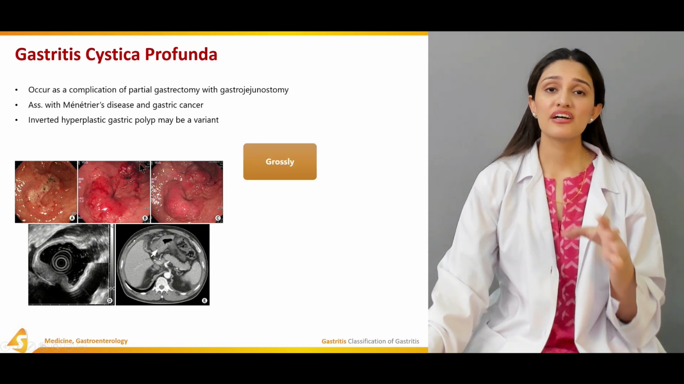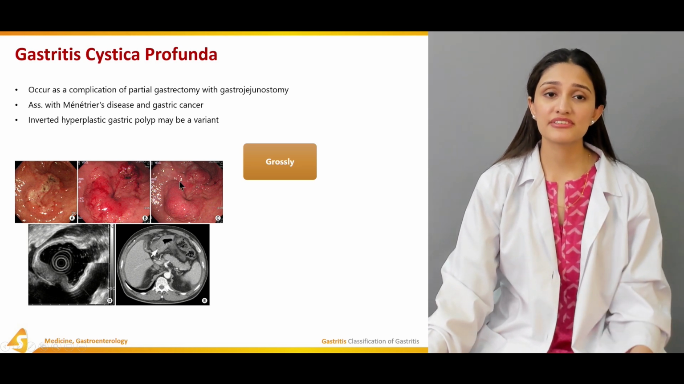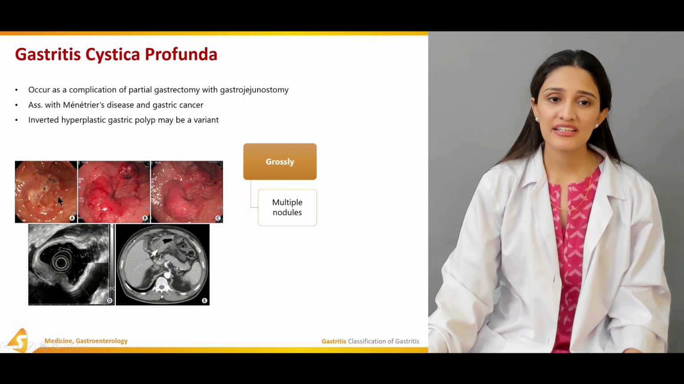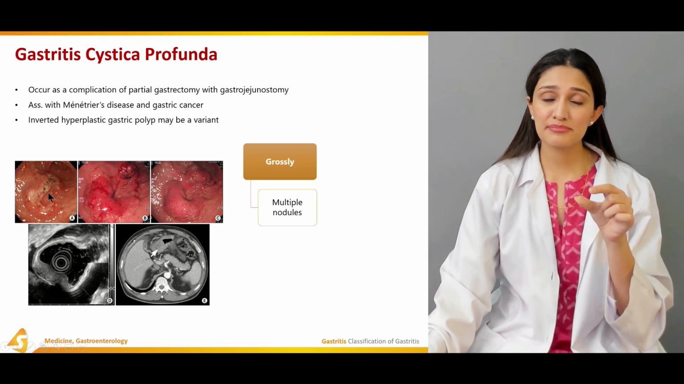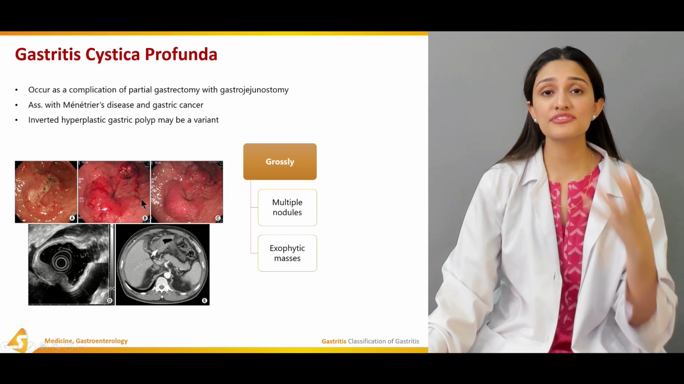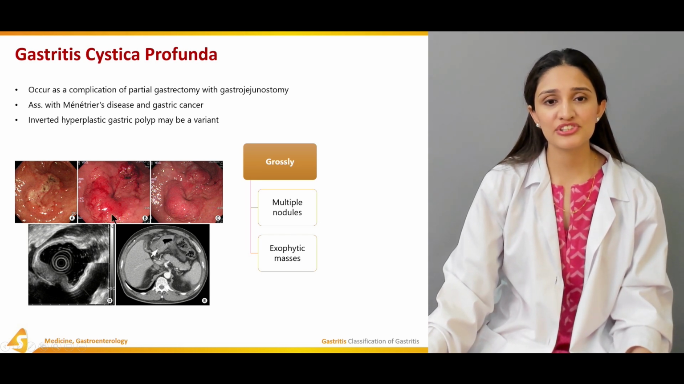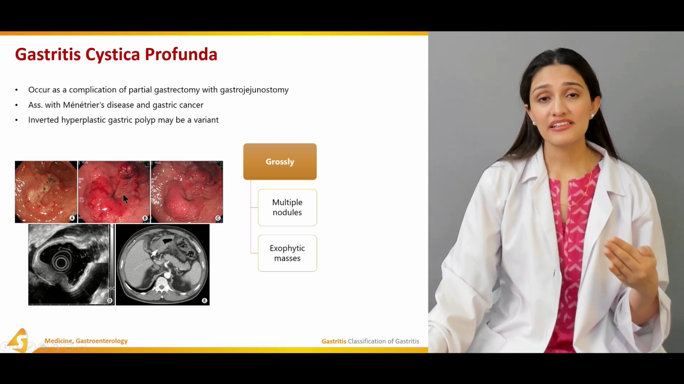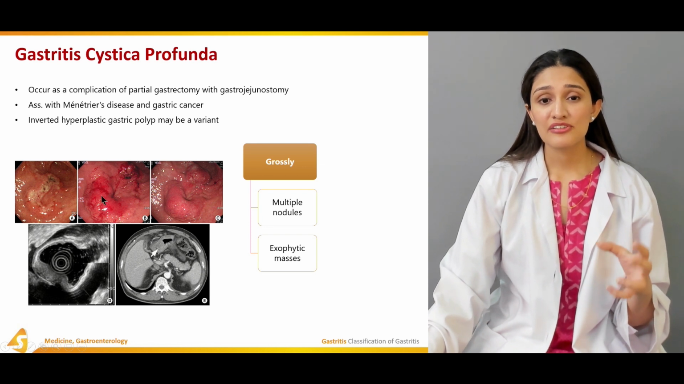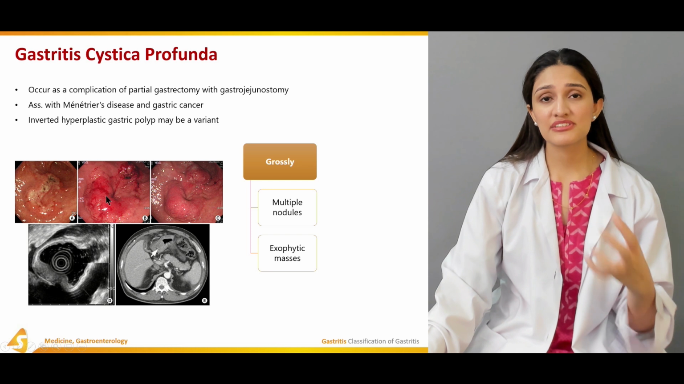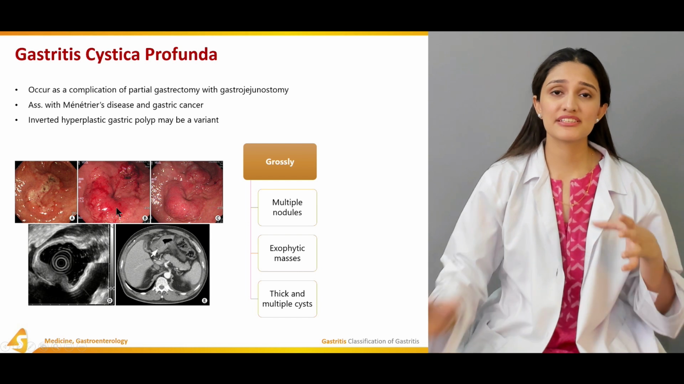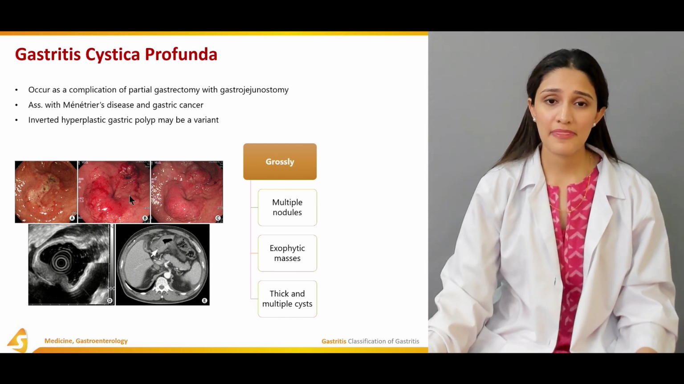So if we talk about the gross picture of gastritis cystica profunda, it has multiple nodules, as you can see in this picture. There are multiple nodules present, and it has a more exophytic type of mass, as you can see in picture B. It presents with edematous gastric epithelium, and it also consists of a mass-like picture, which is called an exophytic mass. And it also consists of different types of cysts, which are very thick and multiple.